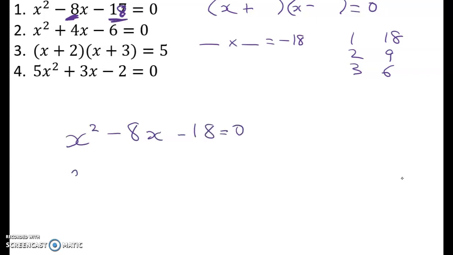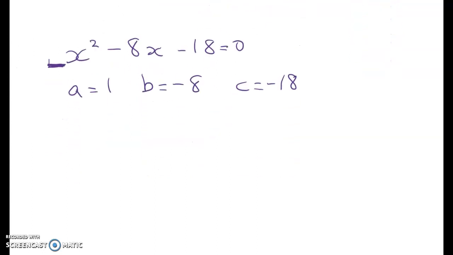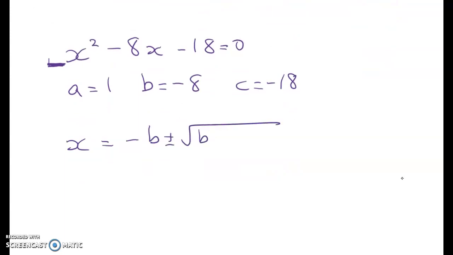I always start by writing down what a is. So a is 1, the invisible coefficient in here. a is 1, b is negative 8, and c is negative 18. Then I substitute those into my formula. So we'll write down the formula to get our brains used to it, and then we're going to substitute in.